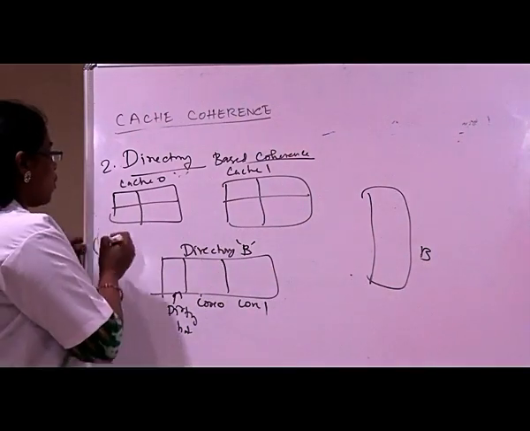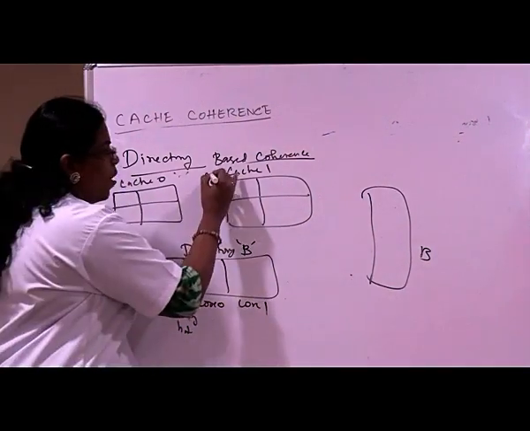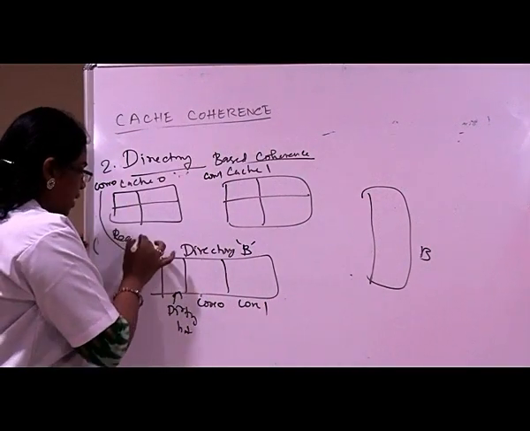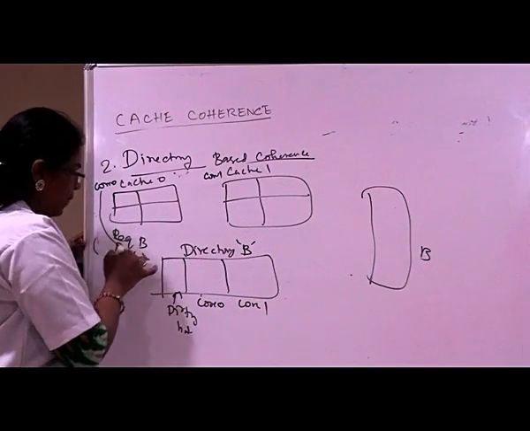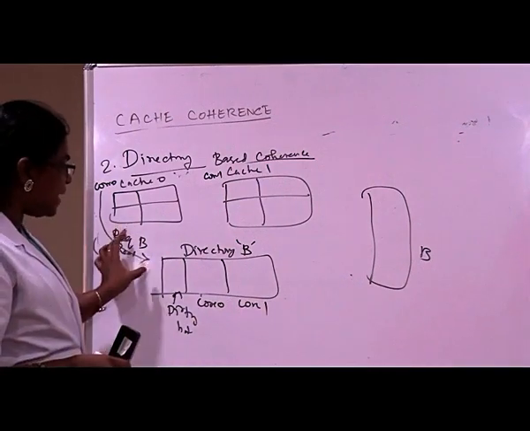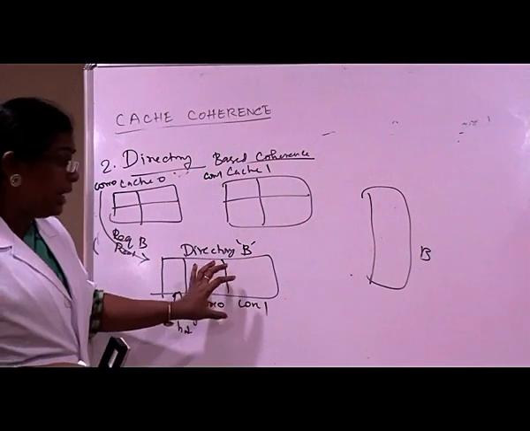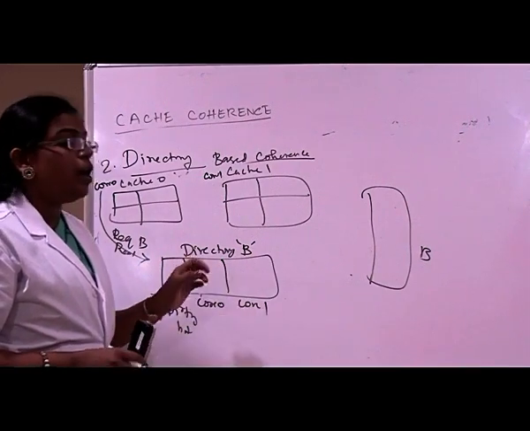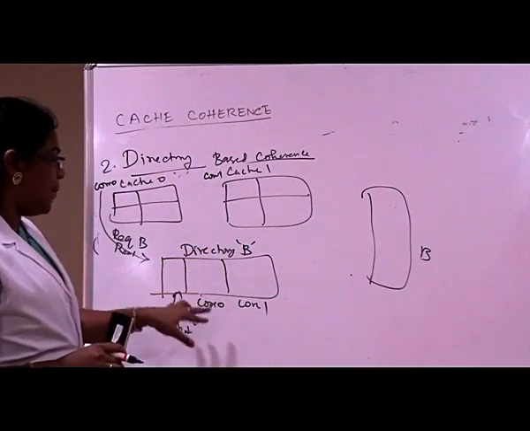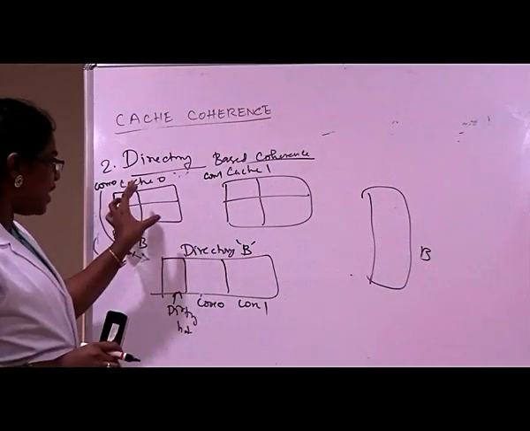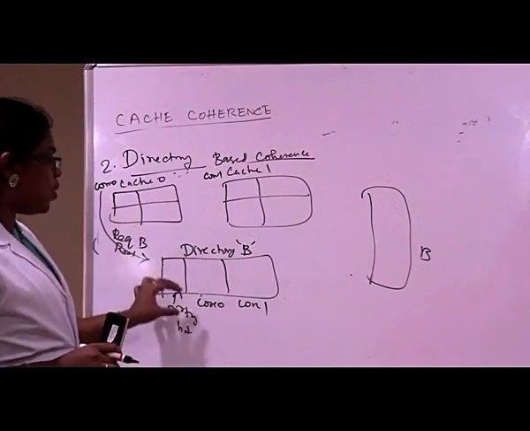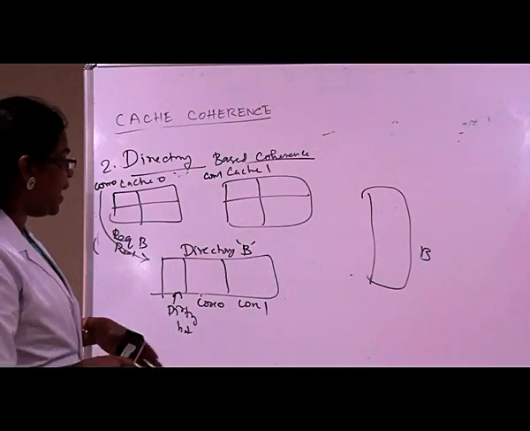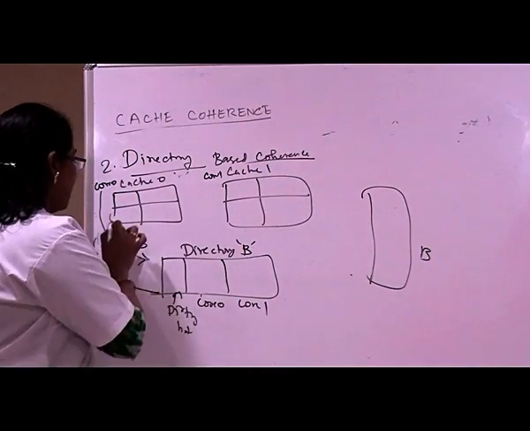Now, core 0 is requesting a read for B. What happens? The directory for B will be consulted. Here, no core has any field set. That means no cache has the block B, so it has to be fetched from the main memory. I have to fetch it from the main memory and send it back to my cache.